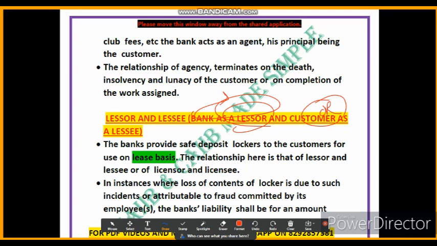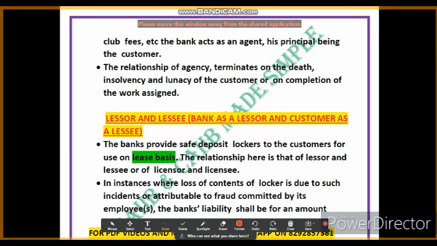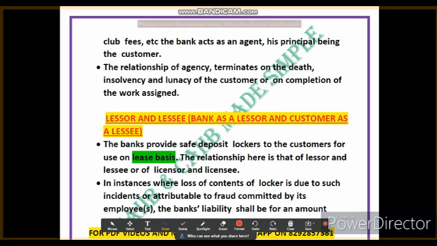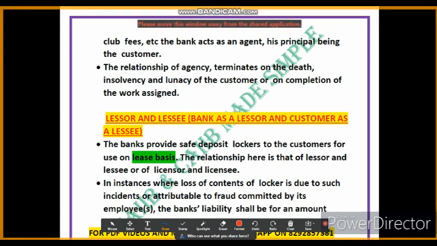Imagine you want to securely store valuable documents or possessions like jewelry. You can rent a safe deposit locker at the bank. The bank acts like a lessor, providing you the locker space for a fee. You as a lessee have exclusive access to the locker and are responsible for storing your valuables. For example, if there is a fire in the bank premises and the contents of your locker are damaged or lost, the bank's liability may be limited to a certain amount. Similarly, if the loss is attributable to fraud committed by a bank employee, the bank may have some liability but within certain limits.